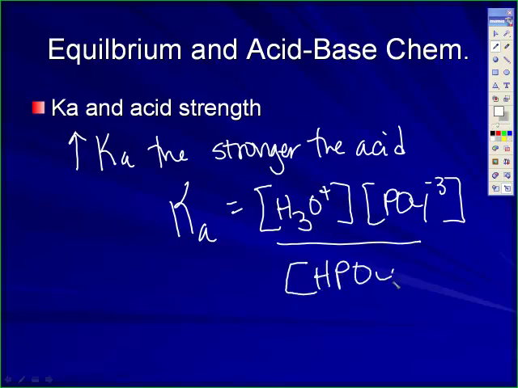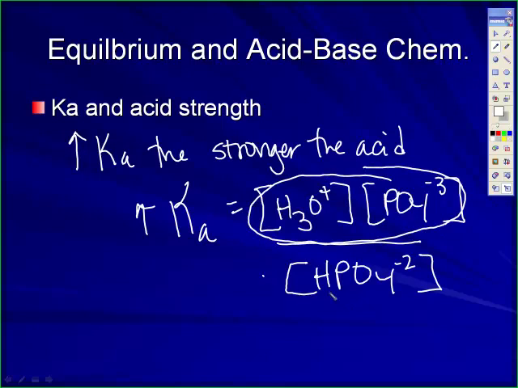So the bigger this number is, that means the bigger this top part is in relationship to this bottom part. So the bottom part is staying the same. You're starting with a concentration. What's changing is how much of this you have. Remember, with a strong acid, you can't have a Ka.